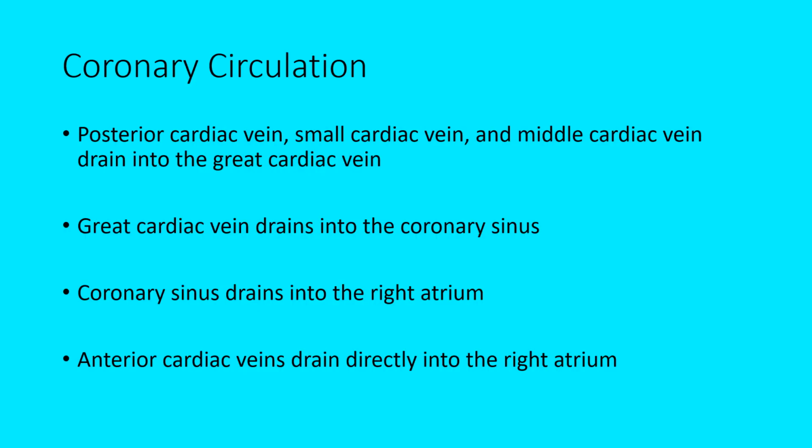The posterior cardiac vein, small cardiac vein, and middle cardiac vein are all going to drain into what is known as the great cardiac vein, which then drains into the coronary sinus, which then drains into the right atrium. So that's what is returning that blood that's been feeding the heart itself back into the right atrium, into the blood supply. The anterior cardiac veins drain directly into the right atrium from the front side.